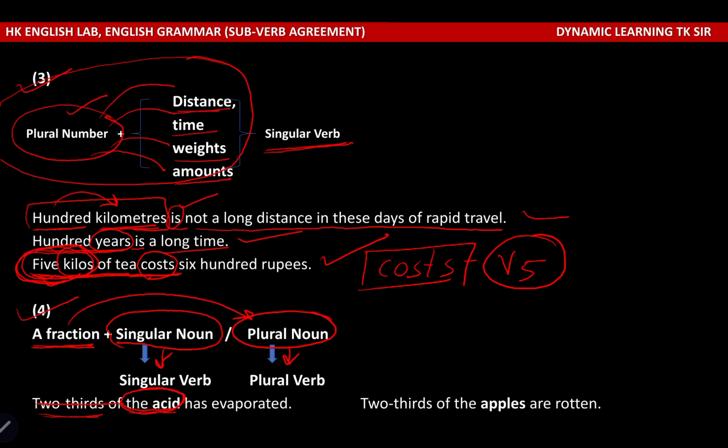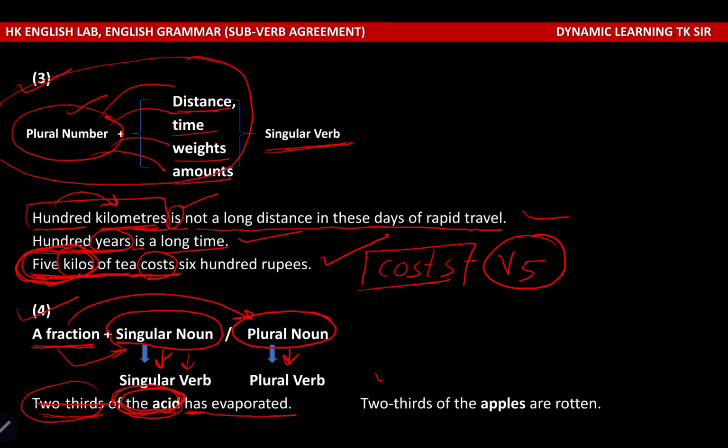So that's why for this term, two-third of the acid, I have told you, after a fraction, if you have any singular noun, then the verb also will be singular. So two-third, this is the fraction. After this fraction, you have the singular noun, that is the acid. So two-third of the acid, this whole term becomes singular. So that's why you have to use has. Look at here, has, it is your singular form. So has evaporated. Got it, everyone?